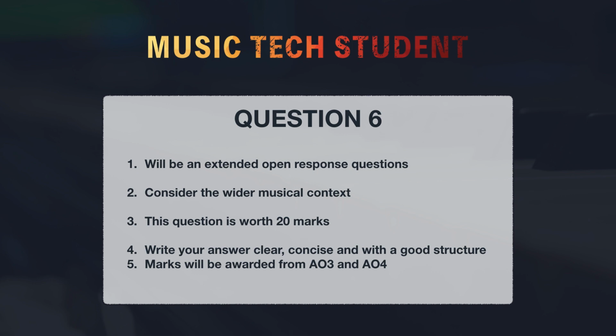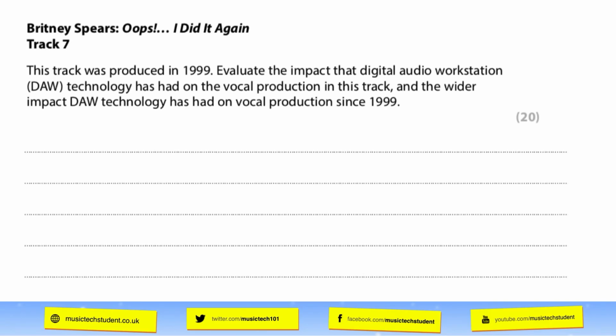So the next thing is you will be awarded marks from assessment objective 3 and assessment objective 4. It's almost exactly the same kind of structure as question 5, and we'll go over that. So this is the question from the sample paper, and obviously it's not going to be exactly the same for you in your paper, but we are looking at this wider musical impact, and that can include production impact as well. So how technology has been used to impact the musical effect, or how it's been used to improve the way music is being listened to, something like that.